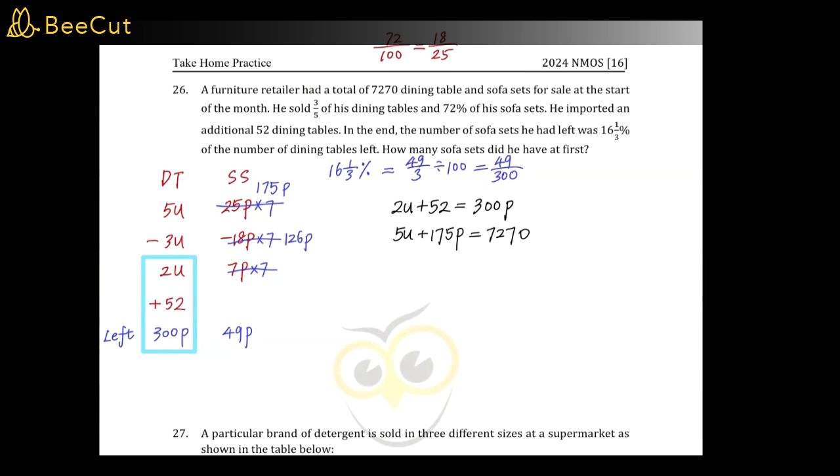Now let's get the same number of units. This 2U and 5U, LCM is 10. So the first equation, everything times 5. Second equation, everything times 2. Let's simplify it. Okay, from the first equation, we get 10U plus 5 times 52, that's 260, equals 1500p. In the second equation, we have 10U plus 350p. This equals 14540.